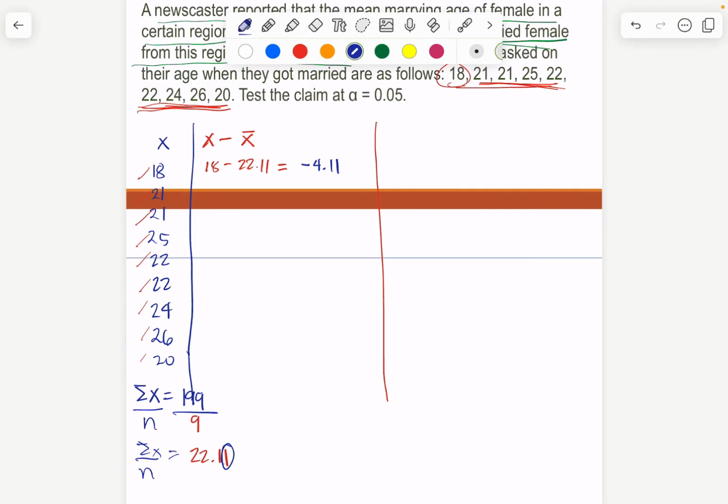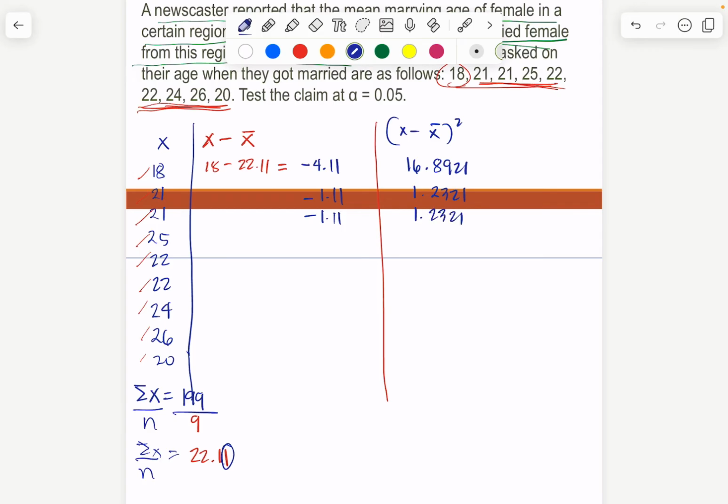Then square it. So, your answer is 16.8921. So, x minus x bar squared, as in the formula, summation of x minus x bar squared. Next is 21 minus 22.11. That will be negative 1.11. Square it directly in your calculator. That will be 1.2321.